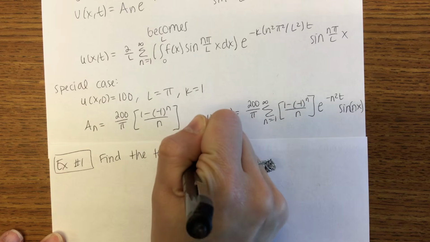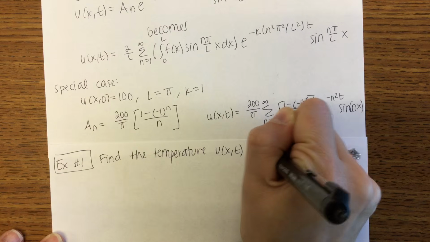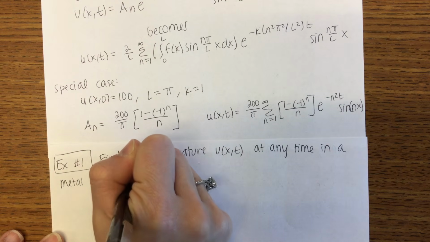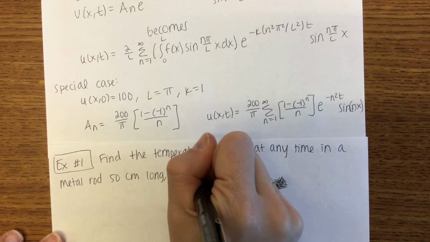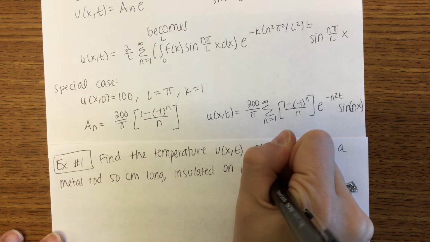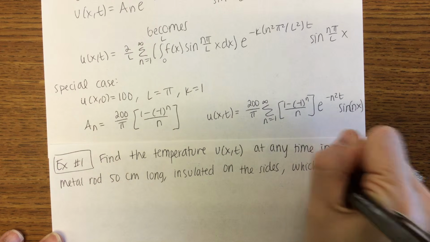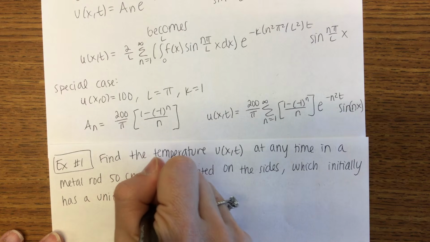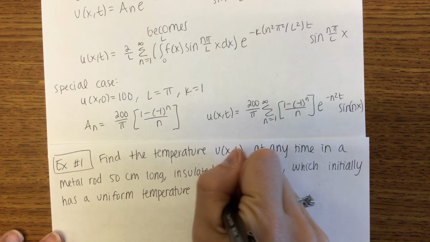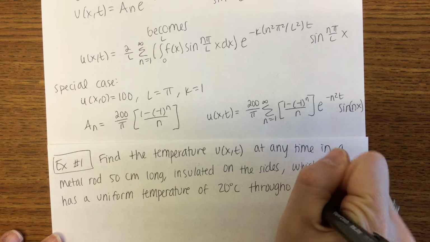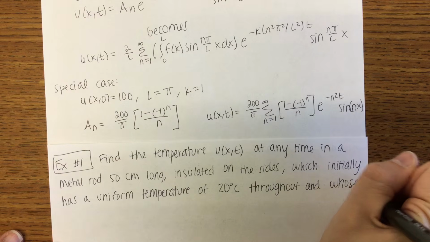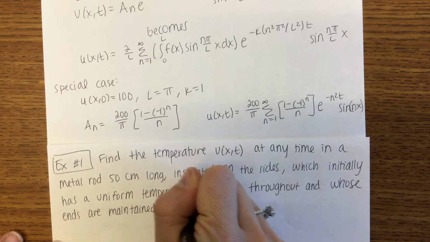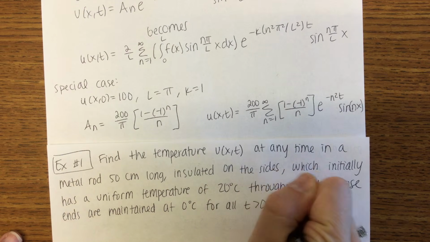Okay, find the temperature u of x,t at any time in a metal rod 50 centimeters long, insulated on the sides, which initially has a uniform temperature of 20 degrees Celsius throughout, and whose ends are maintained at 0 degrees Celsius for all t greater than 0.